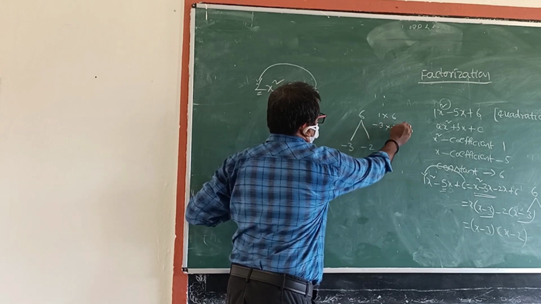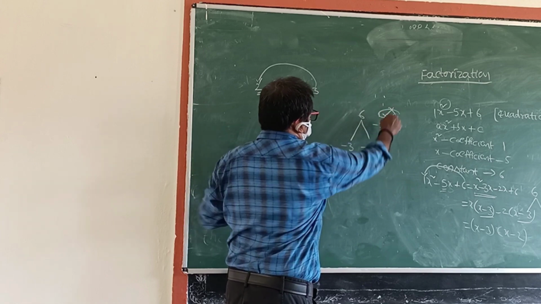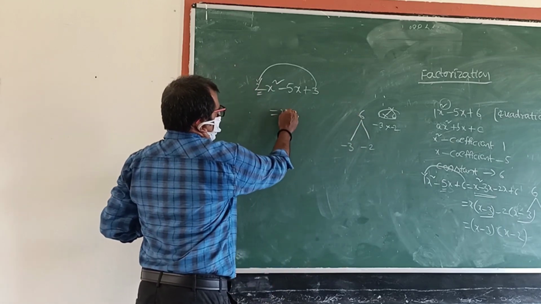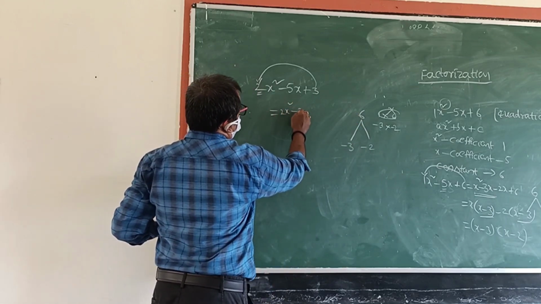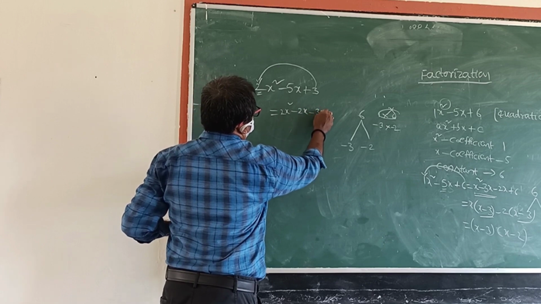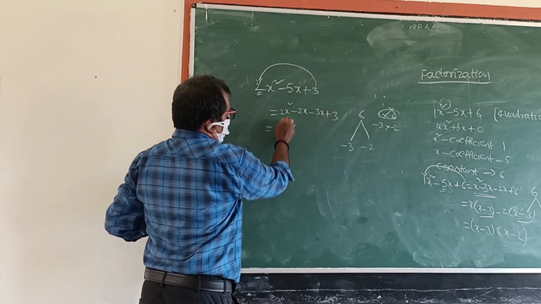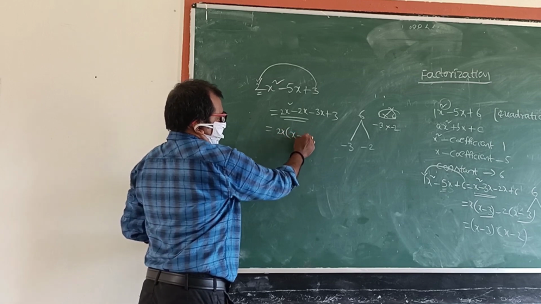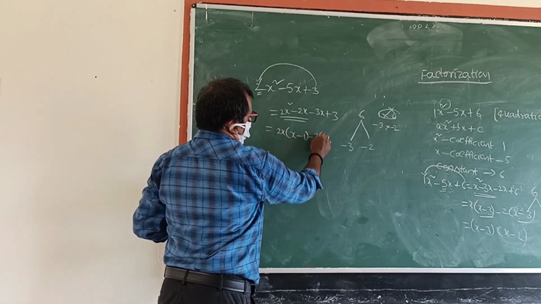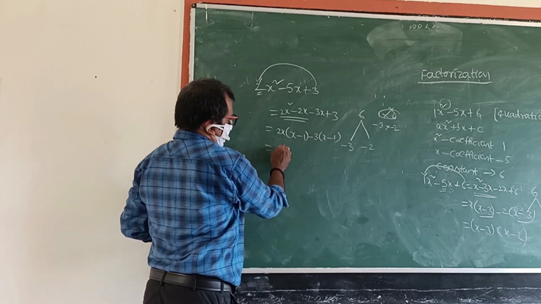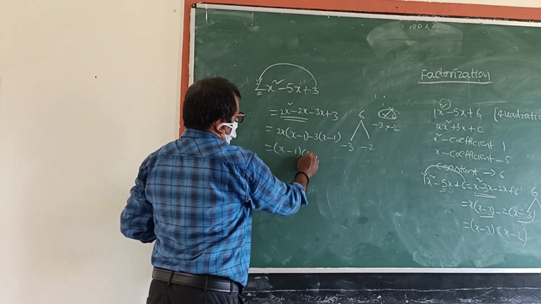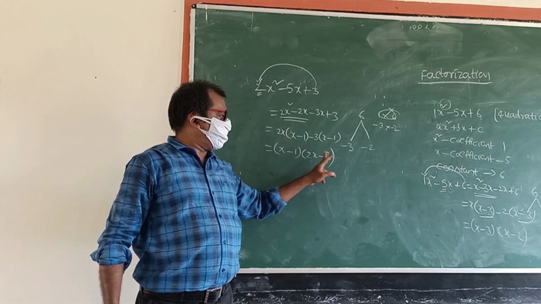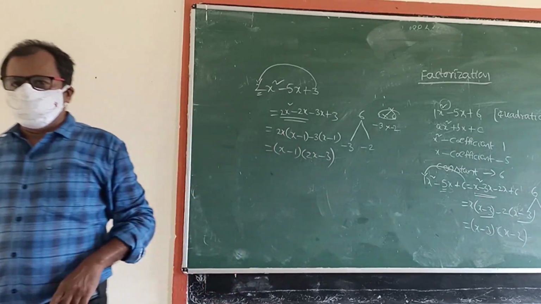Therefore, 1 into 6 cannot be taken as the factors. Therefore, we are selecting minus 3 into minus 2 is plus 6 and minus 3 plus minus 2 is minus 5. Therefore, 2x square minus 3x minus 2x plus 6. So, 2x into x minus 3, again x minus 1 into 2x minus 3. Therefore, 2x square minus 5x plus 3 is equal to x minus 1 into 2x minus 3.